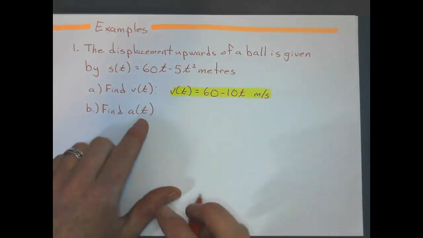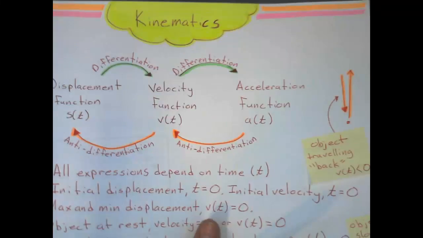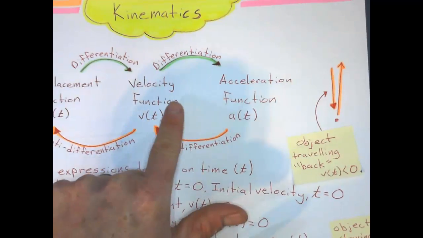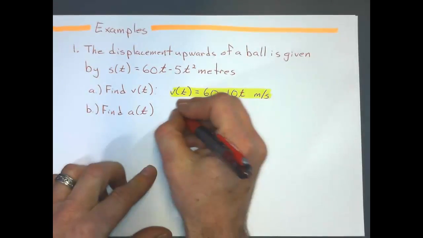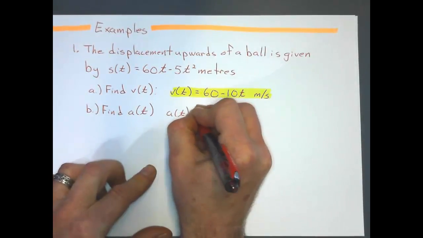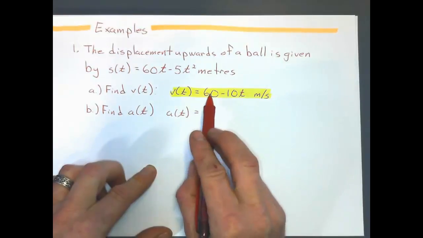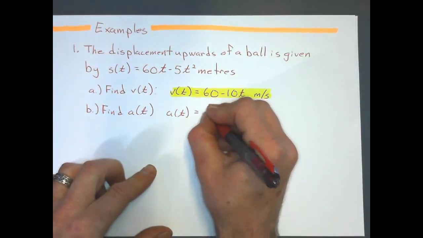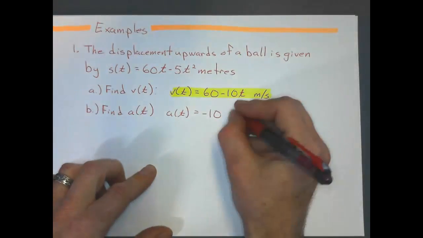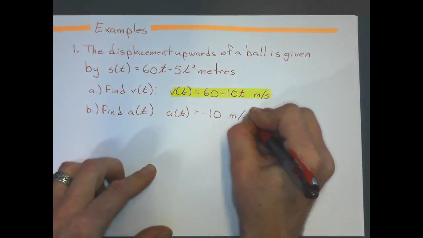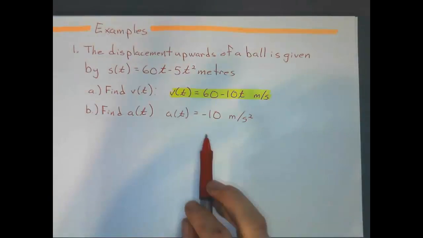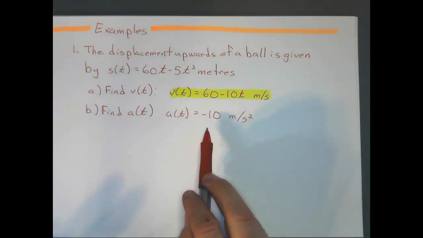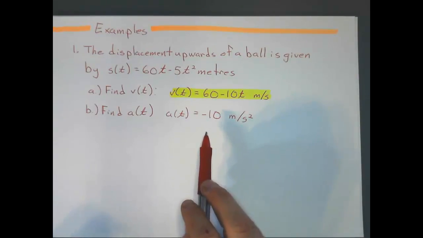Next one's find the acceleration function, and again, refer back to the notes. That means I'm going to differentiate the velocity function, which I just did. And that acceleration function is going to be this differentiated. 60 differentiates to 0, and negative 10t differentiates to just negative 10 meters per second squared. Our acceleration is negative. What does that mean it's doing? It's going to be slowing down if it has a negative acceleration.